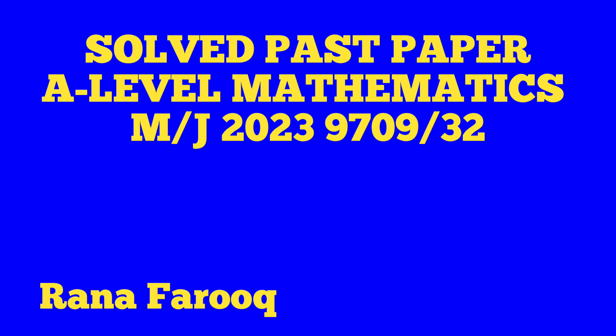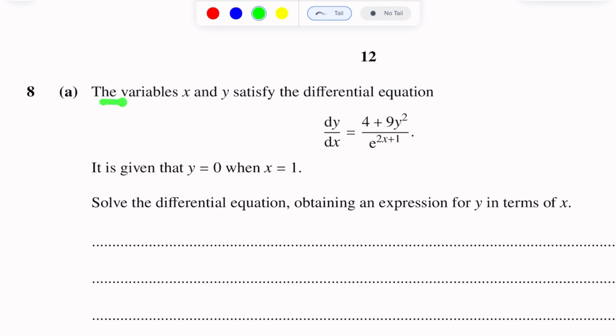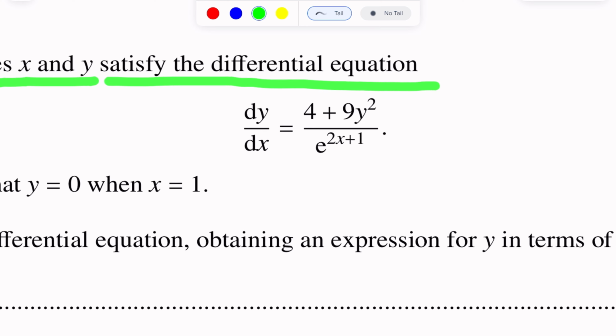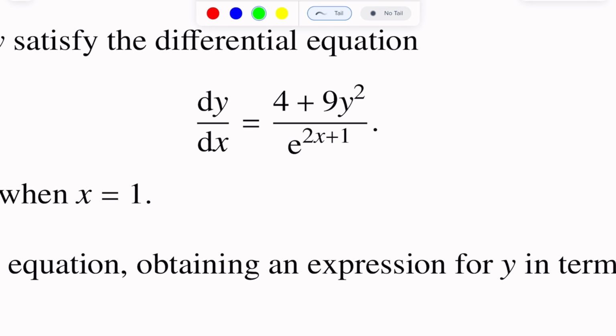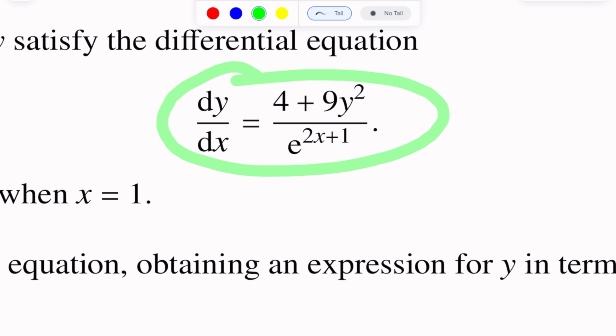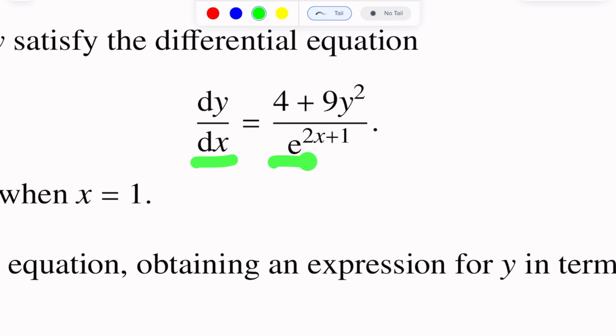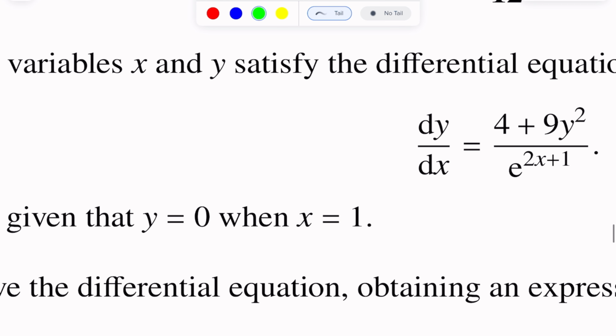Question number 8. This question is of differential equation. The variables x and y satisfy the differential equation dy over dx is equal to 4 plus 9y square over e power 2x plus 1. This is a differential equation involving two variables x and y.